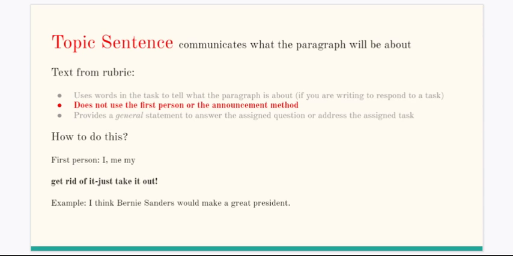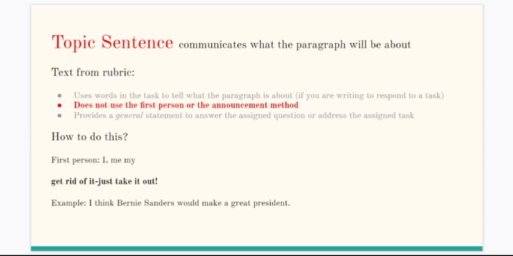And that requirement is do not use the first person or the announcement method in your topic sentence. So, what is that and how do I do it? First, we're going to talk about the first person. The first person is when you talk about yourself. So you use I or me or my.